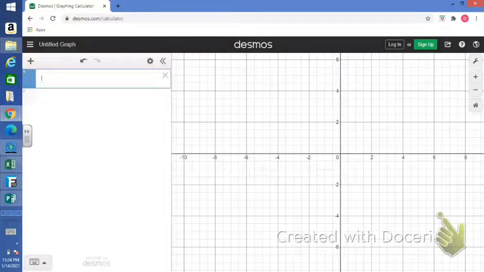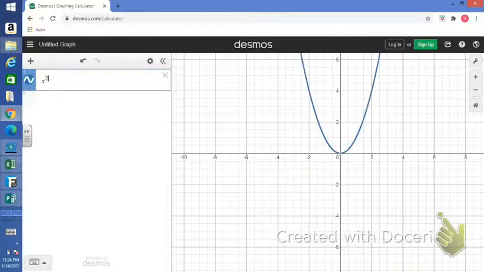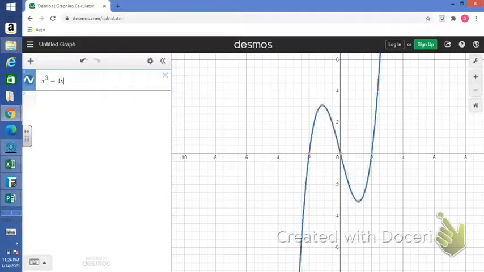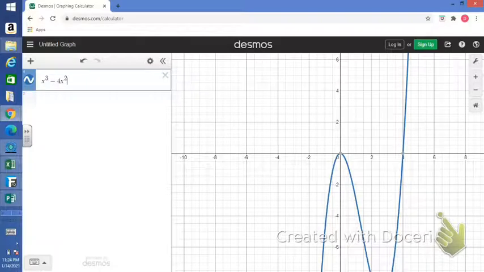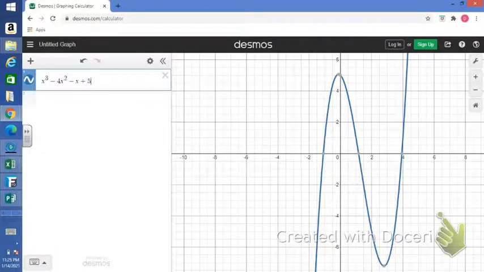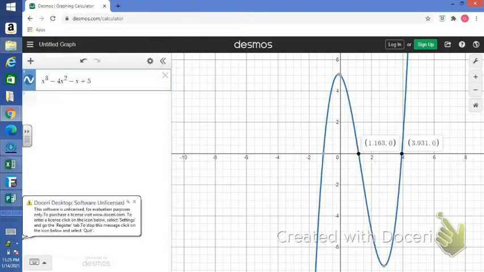Alright, so we have x to the third minus 4x squared minus x plus 5. Alright, so the zeros or the roots are where this graph crosses the x-axis. So it's going to be here at approximately, let's round to the nearest tenth, so negative 1.1. Alright, we'll write that down. Here at 1.63 or 1.2 if we round. And here at 3.931, so approximately 3.9.